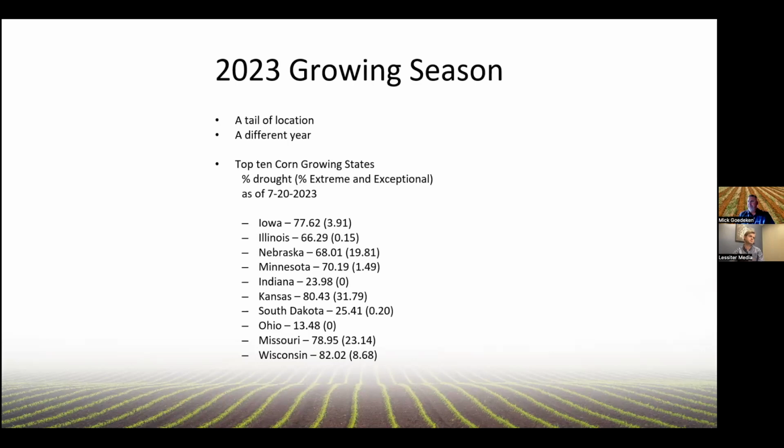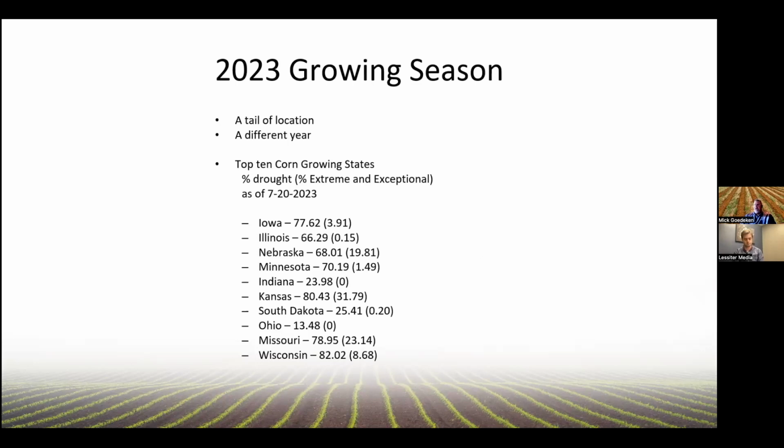Indiana, 23% of the state experiencing drought, none in that extreme or exceptional category. Lucky for them, right? We look at Kansas, 80% of the state with 31% in that extreme to exceptional. South Dakota, 25.4 and 0.2. Ohio, 13% of the state experiencing drought.